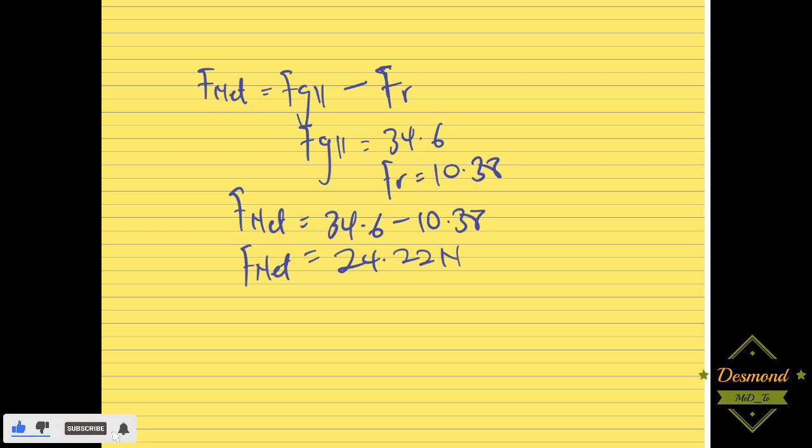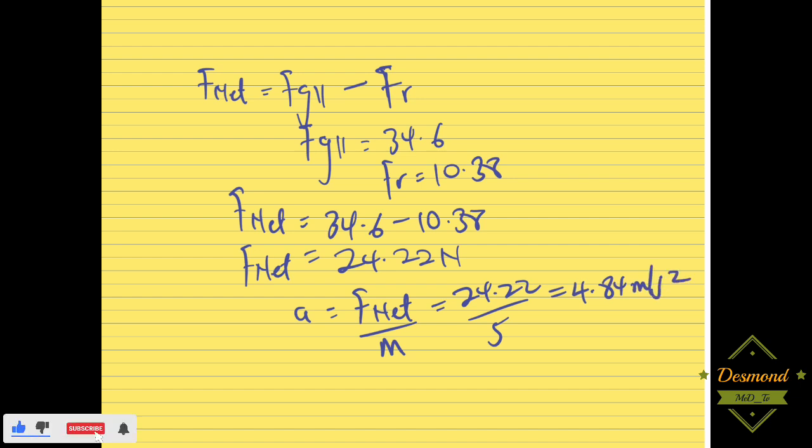Then to find our acceleration, we have to use Newton's second law. With Newton's second law, the acceleration is going to be the net force over the mass. So we have 24.22 on 5, and our acceleration will be 4.84 meters per second squared.